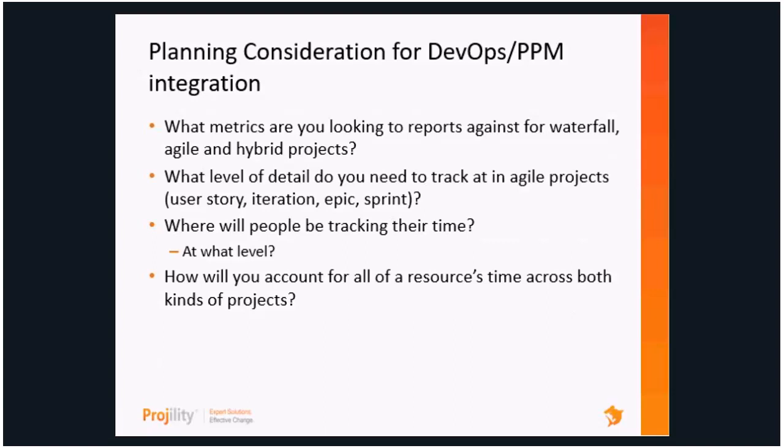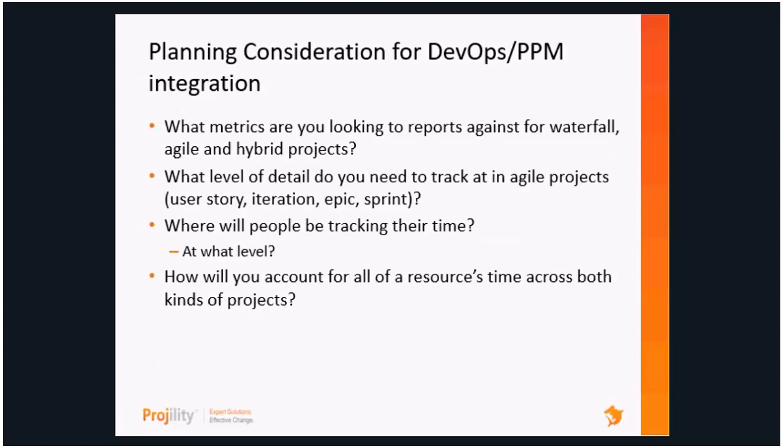Do you want them actually progressing work in Jira versus one of the Jira add-ons or VSTS? At what level? Story, iteration, epic, and sprint? Or are they going to go into Project Online and just enter their timesheet every week against one of those levels? And finally, how are you going to account for all of a resource's time across both projects?